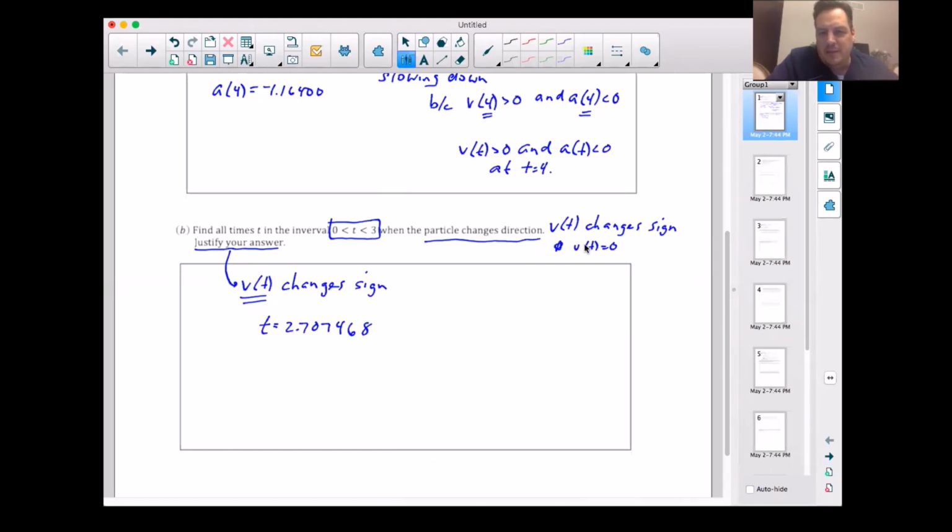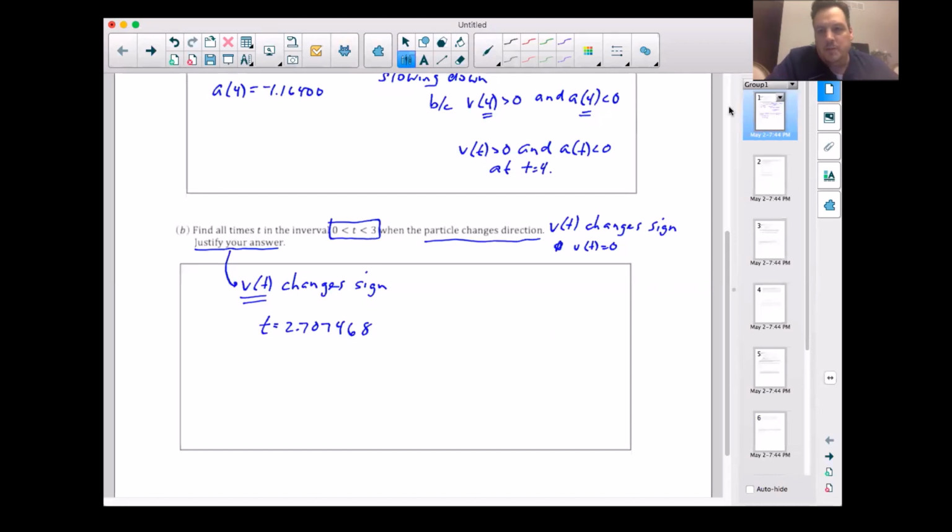Make sure that you don't say because v of t equals 0. Just because your velocity is 0, that does not indicate that you're going to be changing directions. It just means that you're stopped, right? Just because you stopped doesn't mean you've changed directions.